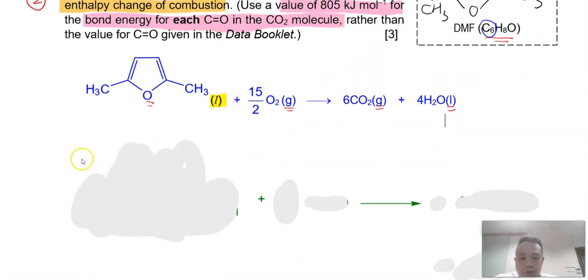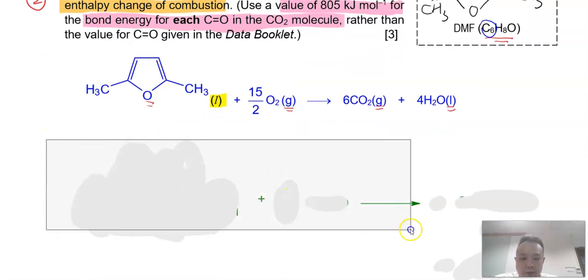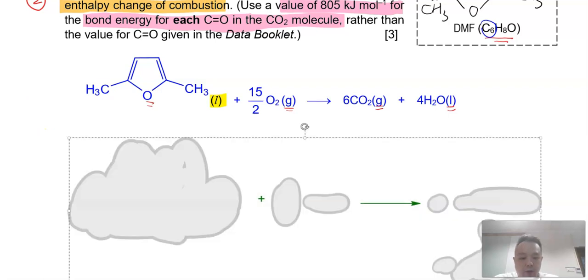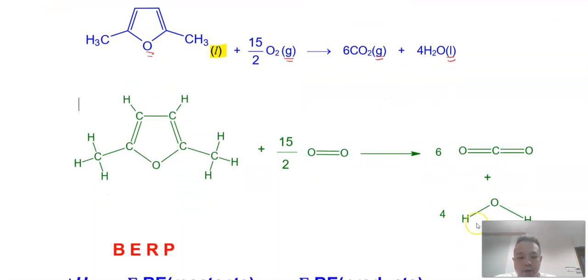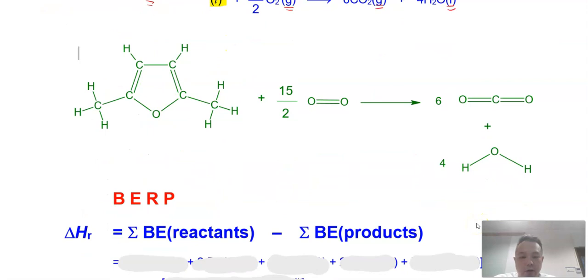Okay, so for such a question, typically my advice to you will be to consider drawing out the displayed formula for the entire reaction. So let's take a look. It shows all the bonds so that you can count the bonds that are broken in the reactants and the bonds that are formed in the products. Okay, so what I suggest my students do is to make use of this formula, BERP, bond energy of your reactants minus bond energy of your products.